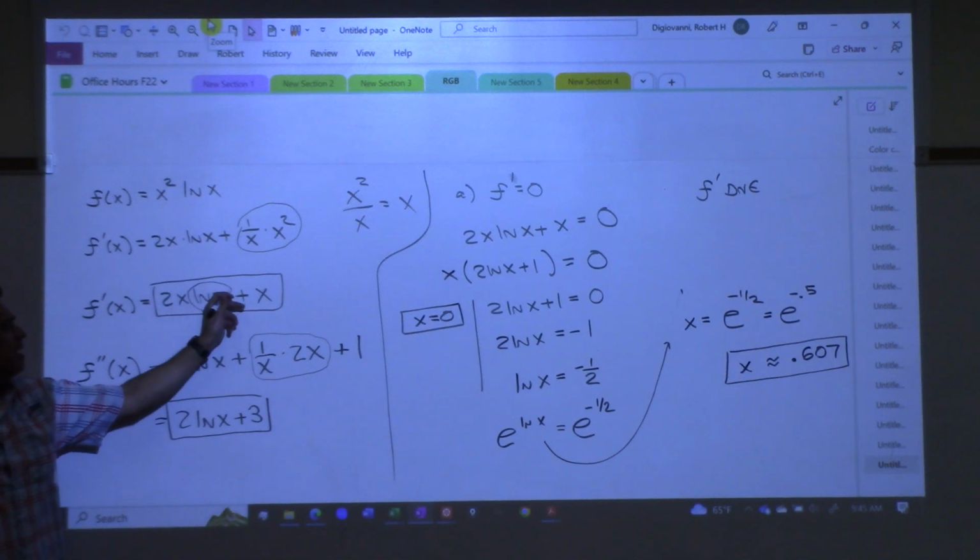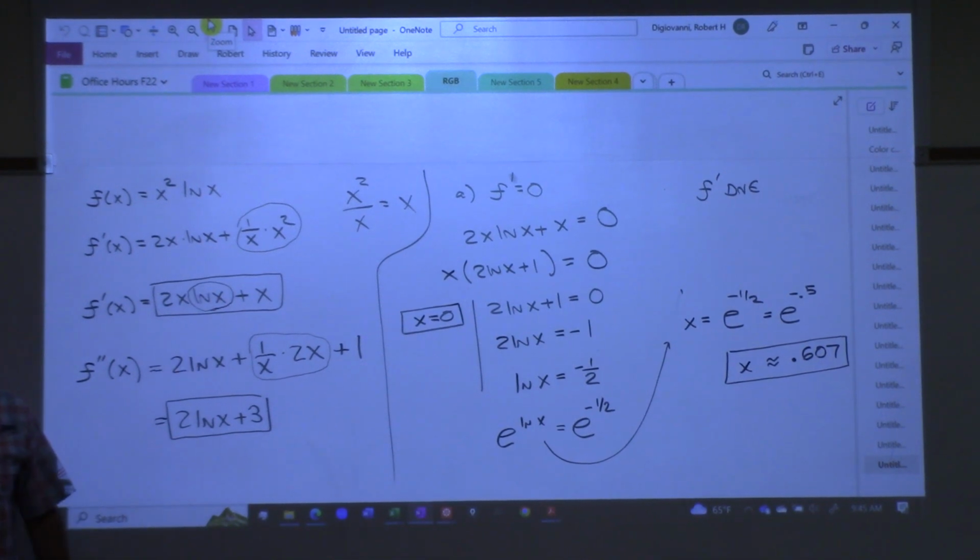Cannot plug 0 in. Think about the natural log function. What does the natural log function look like? Looks like that, right? That's what natural log of x looks like. This natural log function is not defined for negative numbers. You cannot plug negatives into logs.